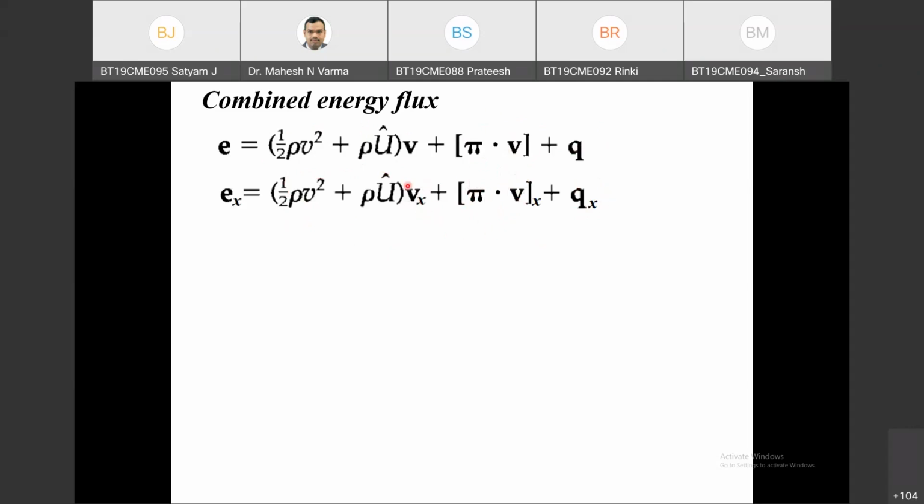Now you know that Vx equals 0. There is no velocity in the x direction. Velocity is there only in the z direction. So Vx equals 0, and the convective flux in the x direction will be equal to 0. Substituting the definition of the work flux, we now have the work flux plus the conductive flux.